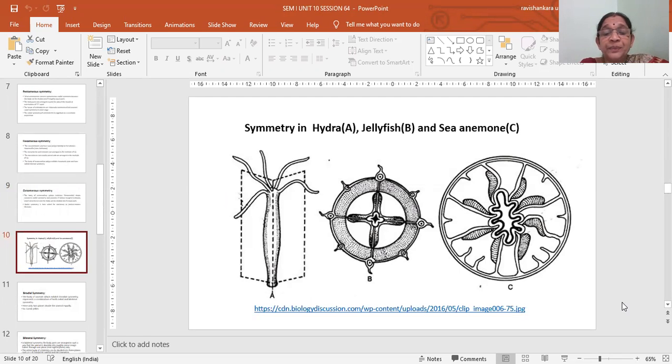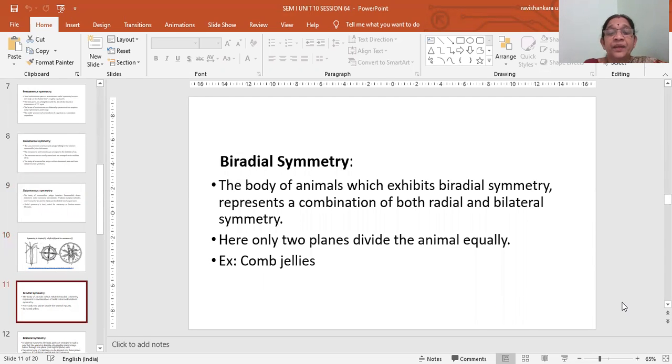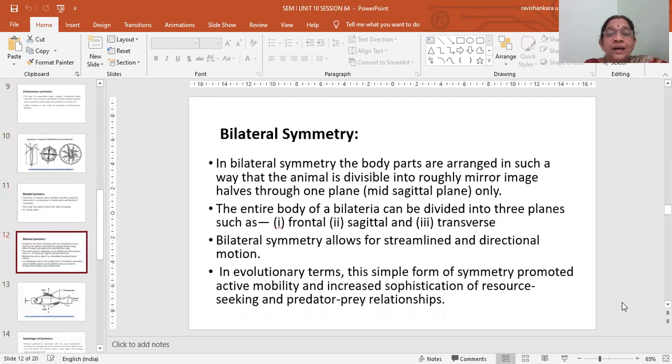So here we have the picture of hydra, which can be divided into two halves by two radii, that is biradial symmetry, tetramerous symmetry, tetraradial symmetry, and hexa and octa. So biradial symmetry is observed in comb jellies, where we find these ctenophorans can be divided into two equal halves.